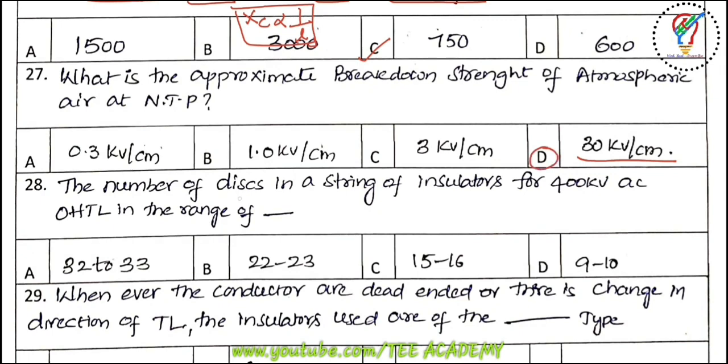Next one. The number of discs in a string of insulators for 400 kV AC overhead transmission line is. Okay, so the value which you are given is the line voltage. So convert it into phase voltage, and for a 400 kV line you will get 22 to 23. Actually it requires 22, plus because of factor of safety you will add one more, so it's going to be 23 here. Okay, next one.